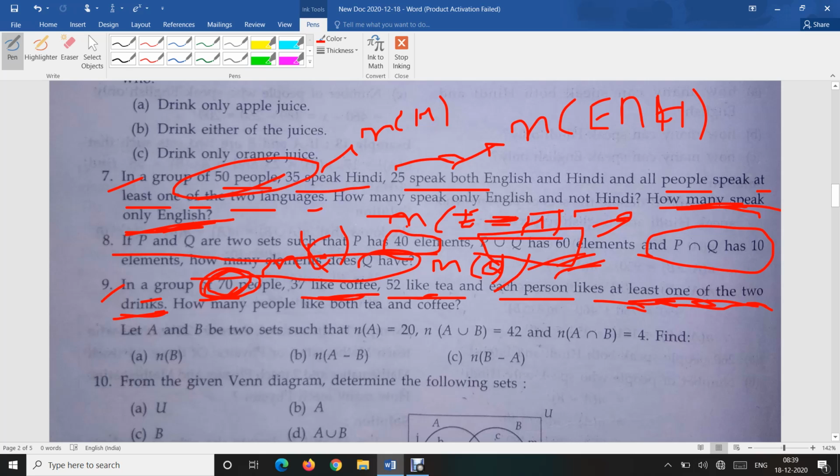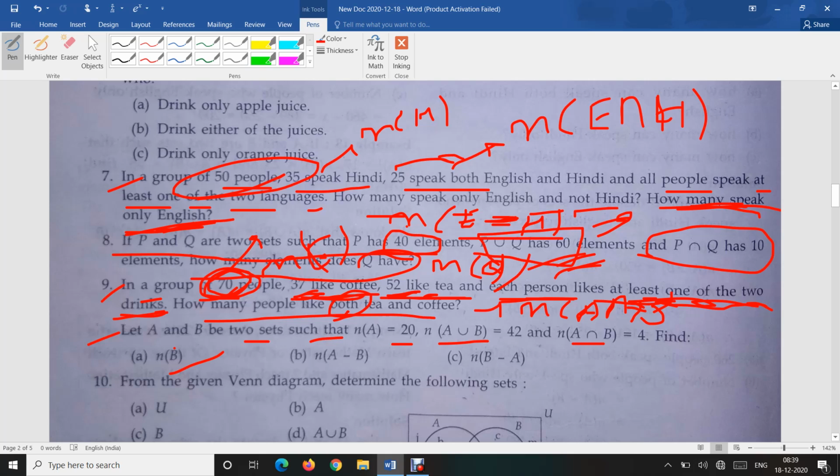So n of A union B is 70, n of A is 37, and n of B is 52, since 52 like tea. Okay, how many people like both? That means you have to find the intersection, A intersection B. Let A and B be two sets. n of A is given, the union is given, the intersection is given, you can find n of B.